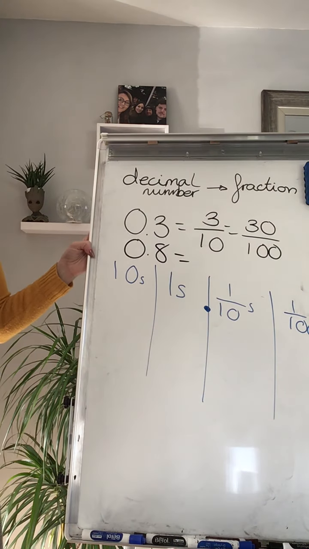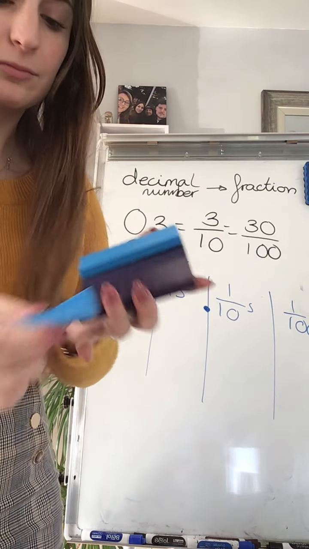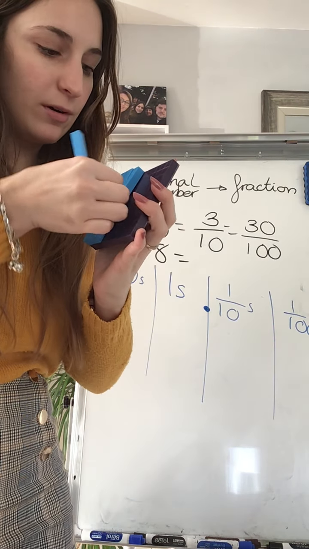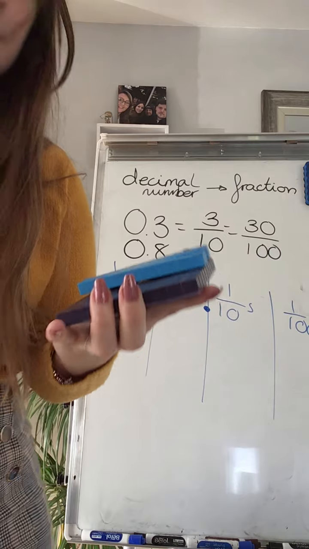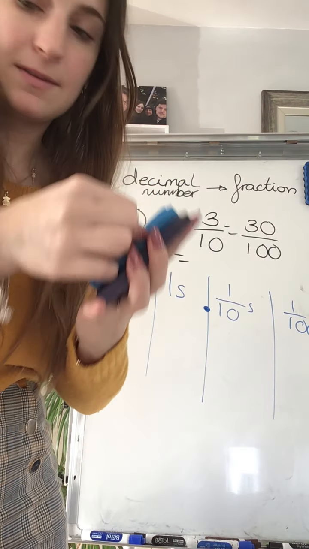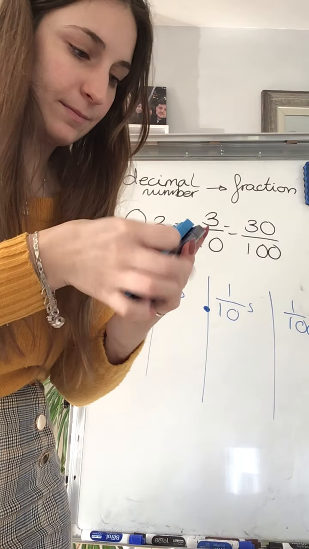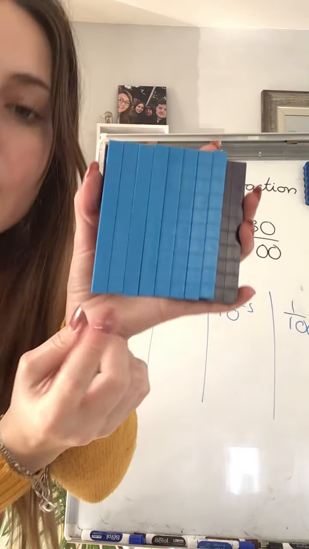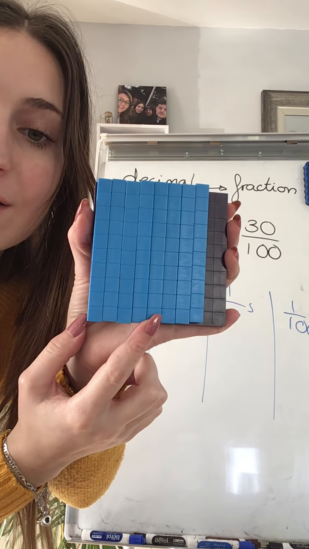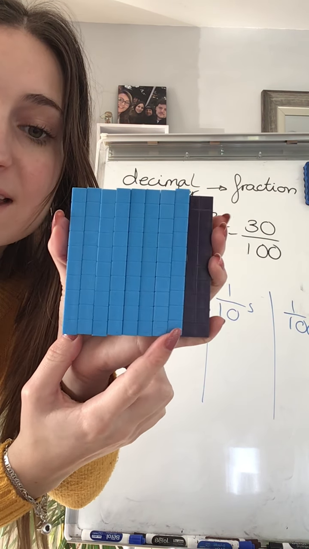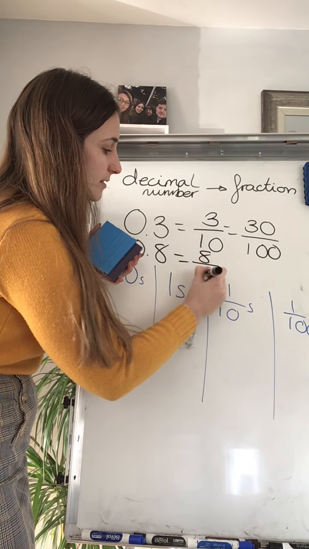0.8, what will that be? This time I have 0.8. I have 3, okay, 4, let me put 5, 6, we count it in a minute, don't worry, 7 and 8. Let's look at it. 1 tenth, 2 tenths, 3 tenths, 4 tenths, 5 tenths, 6 tenths, 7 tenths, 8 tenths. So I have 8 tenths.